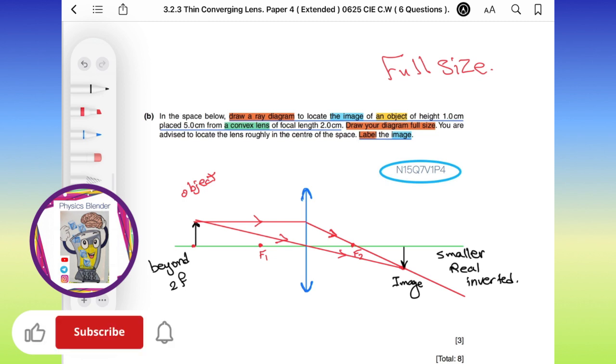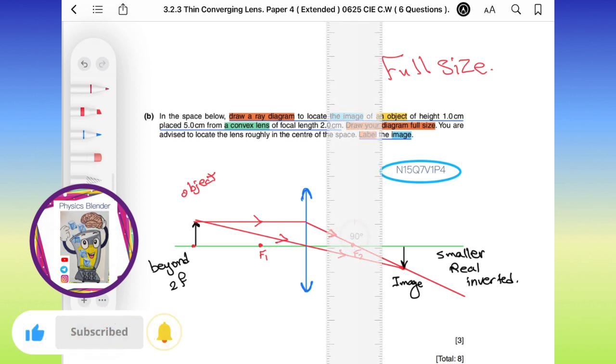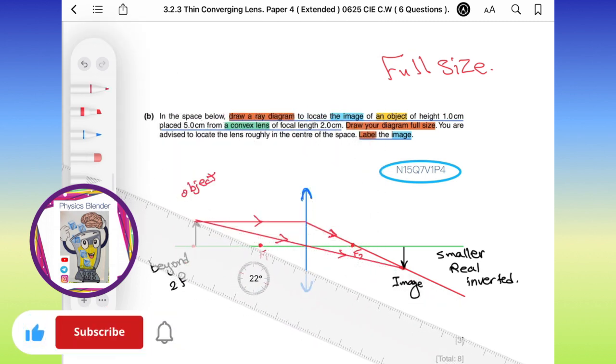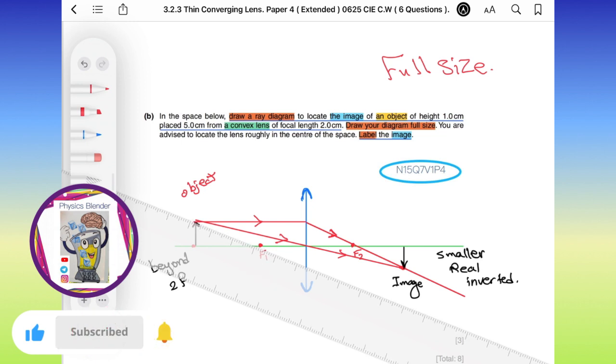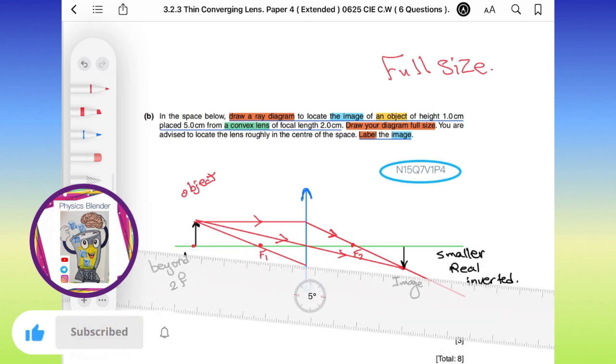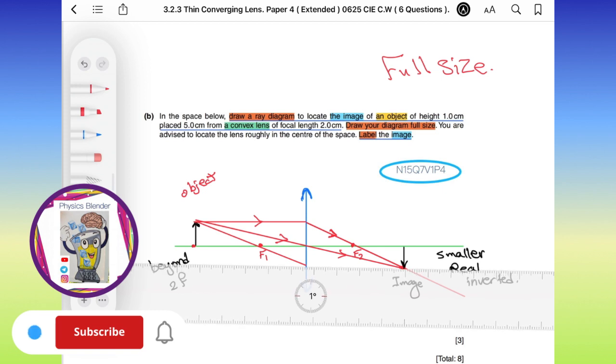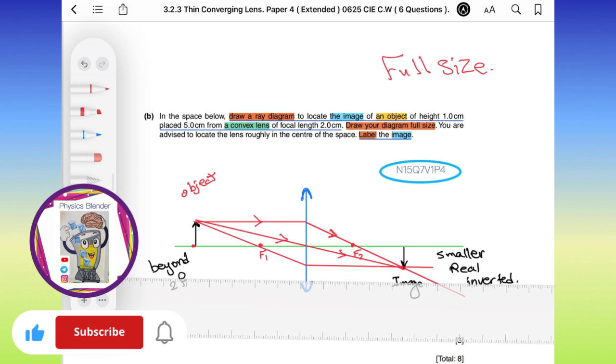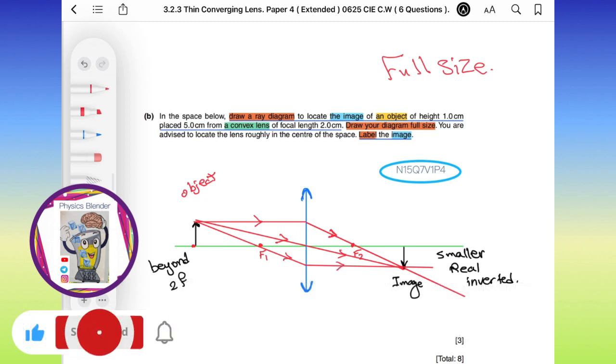If you would like to try the third ray, the third ray passing from the top of the object through the focus will refract parallel to the principal axis, and also it will intersect with the other rays here, so the location of the image is correct. Is it clear, guys? So this is very important.